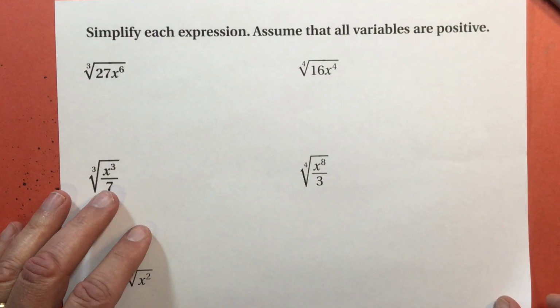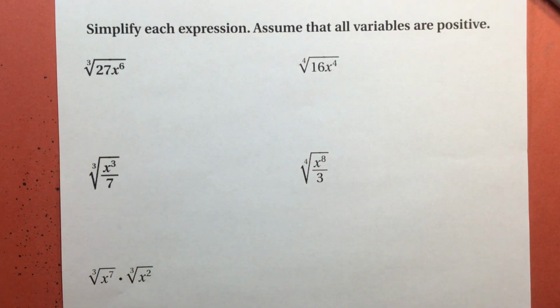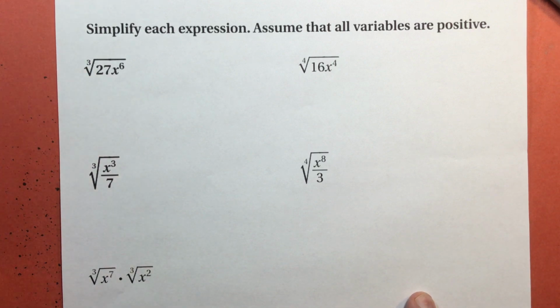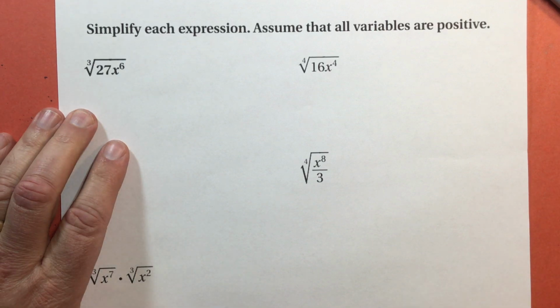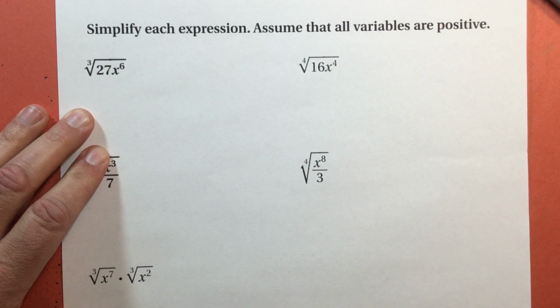So let's look at this example and see if this is going to explain what I just said. Let's start off with the first one. I get 27x to the 6th power, and I want to find the third root of that. That's asking what number times itself again equals 27x to the 6th power. So let's start looking for ways to write this using the exponent 3.